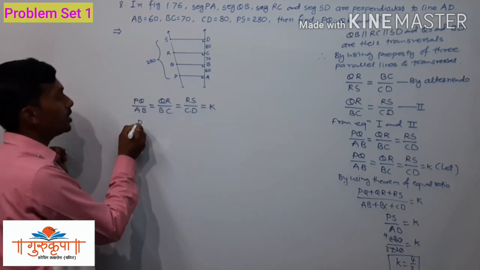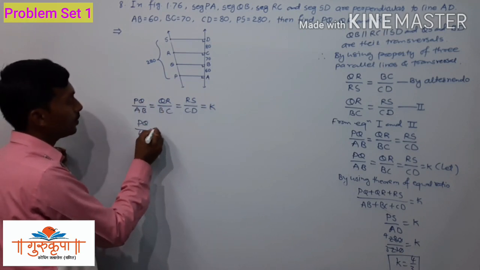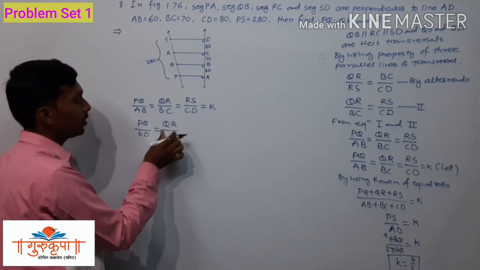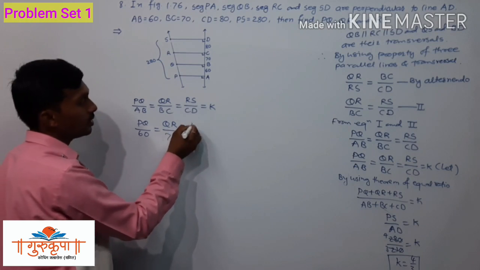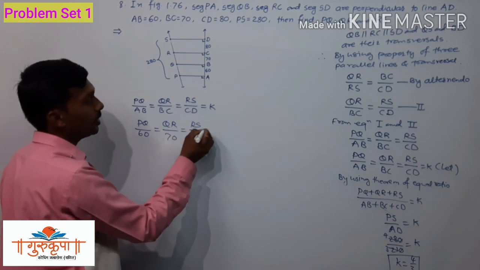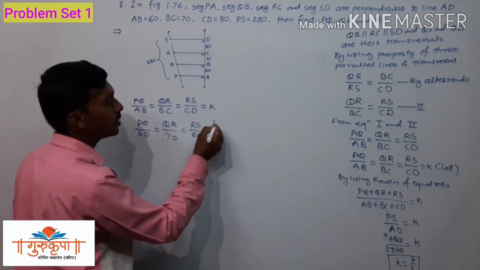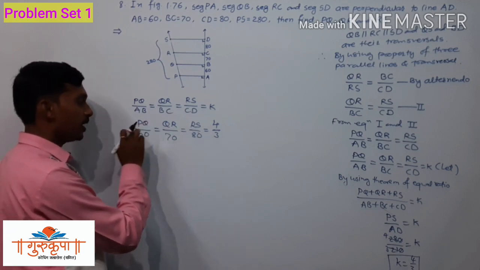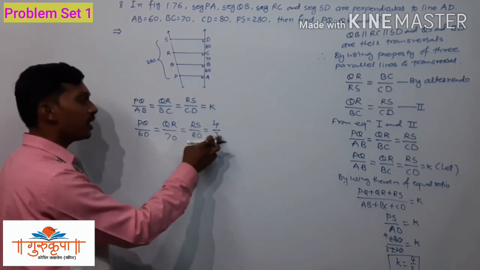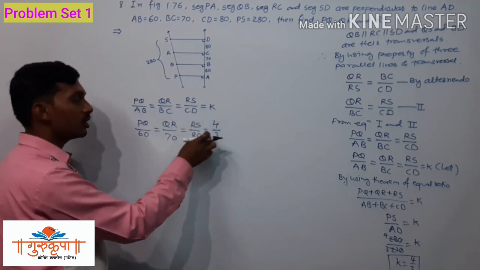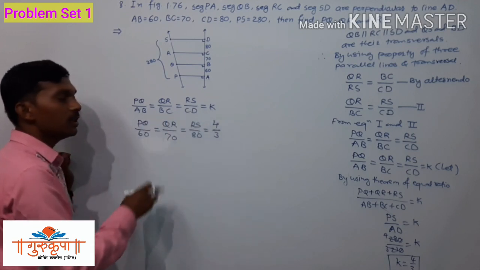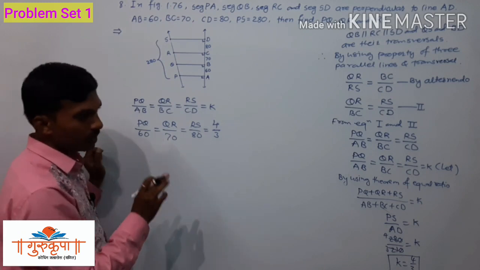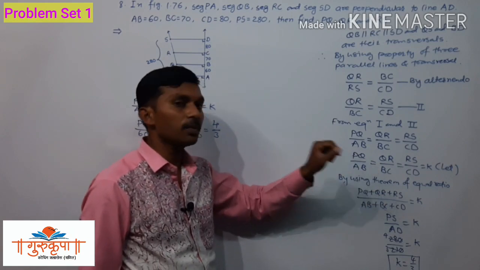Here PQ as it is, AB is given 60, QR as it is, BC is given 70, then RS as it is, CD is given 80. It is equal to K, and the value of K is 4 upon 3. Now using first and last ratio you can find the value of PQ. Using second and last ratio you will find QR. Using third and last ratio you will find the length of segment RS. It becomes too easy now. But how to get this equation, that is very important.